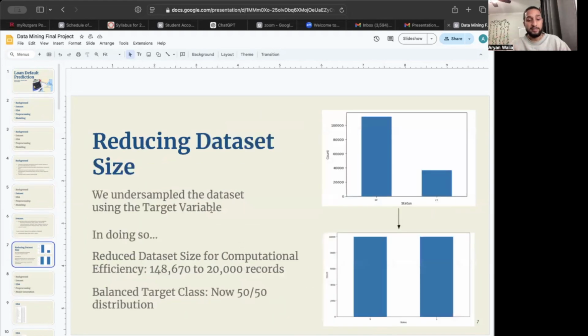Now, reducing the dataset, the step taken was that it was reduced to 20,000 records for computational efficiency. We undersampled the dataset using the target variable. The impact of this was enhanced model performance while reducing computational overhead.